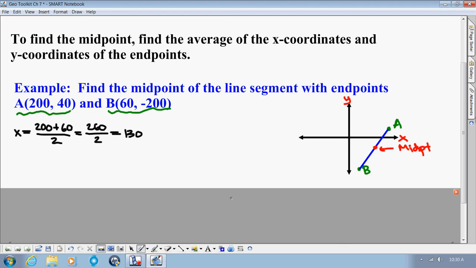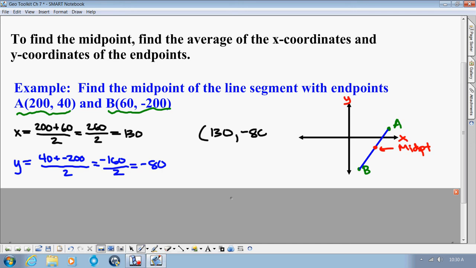If we do the same thing here for the y coordinate, we take the 2 y's of the endpoints. So we have 40 is one y, and the other y is negative 200, and we find their average. So 40 plus negative 200 is negative 160, and negative 160 divided by 2 is negative 80. So our answer for the midpoint would end up being 130, negative 80. That would be the coordinate of this point right over here. That's what it would be.